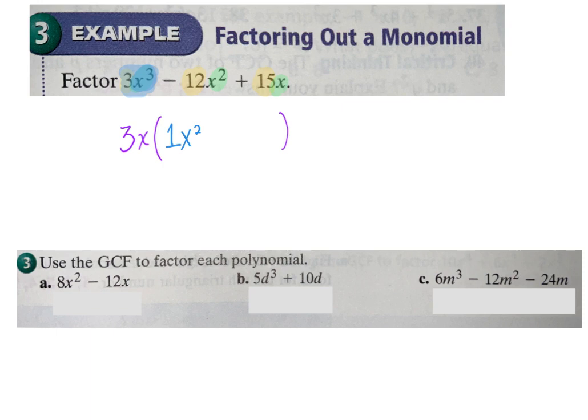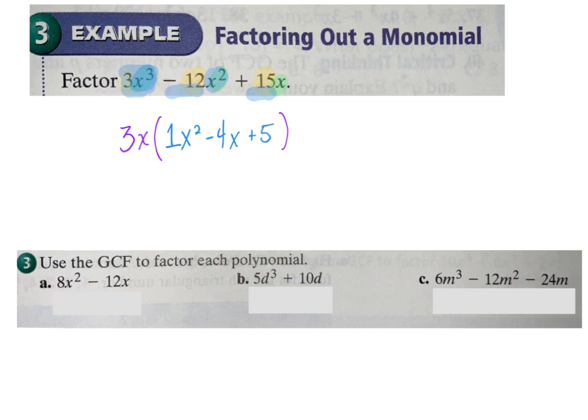All right. Look at the next one. Negative 12. Negative 12 divided by 3. What is negative 12 divided by 3? Negative 4. For my x's, I had 2 of them. I took 1 out. How many x's do I have? 1. For the 15, positive 15 divided by 3 is 5. I had 1 x. I took 1 out. How many do I have left? None. So this is factored. 3x times x squared minus 4x plus 5. That is factored for that trinomial.